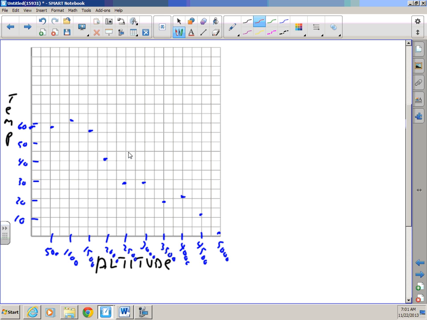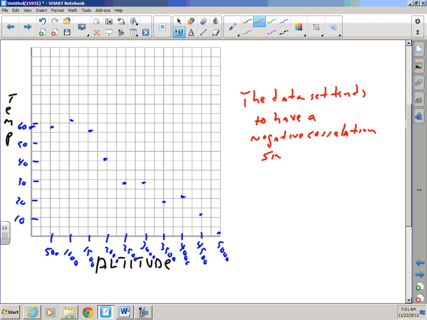So hopefully you'll see, while not in a clear linear relationship, meaning I couldn't draw one line through all these points, the data set tends to have a negative correlation, since the temperature, which is the dependent variable, decreases as the altitude increases.